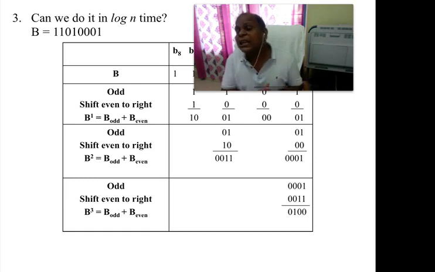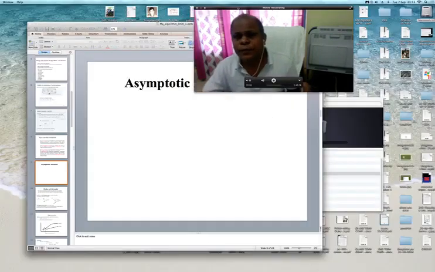Hence, design and analysis of algorithms is essential for solving any kind of problem in the computer. Okay, any kind of problem in the computer.